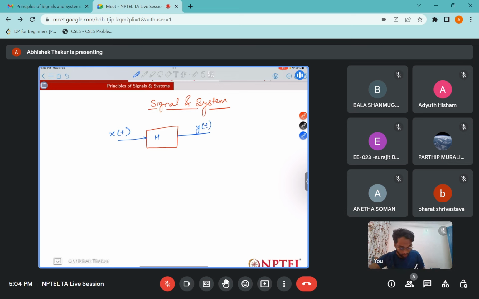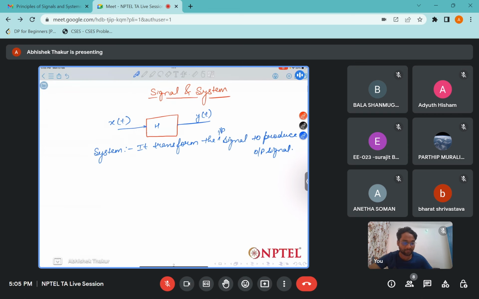So what does a system do? It transforms the input signal to produce the output signal. It can transform in any way. We will see different kinds of systems later on in this lecture. So this is just a basic definition.